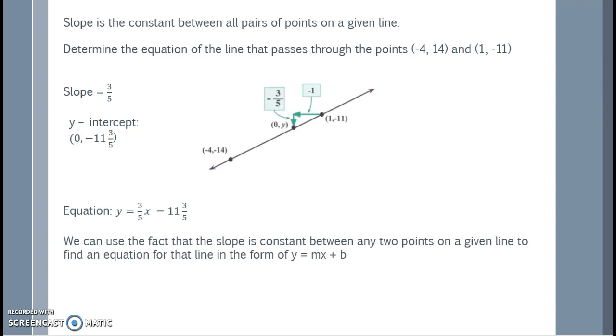We can use the fact that the slope is constant between any 2 points on a given line to find an equation of that line in the form of y equals mx plus b, using a little bit of logic and where things are placed on the graph.